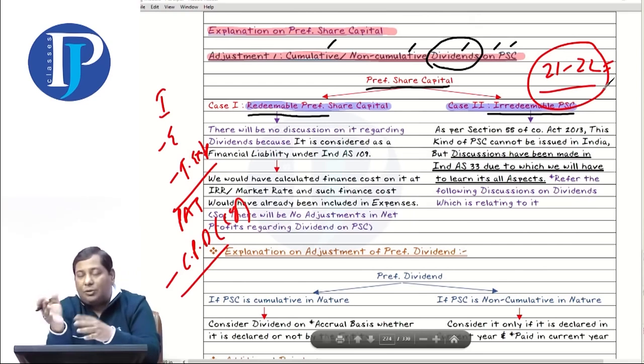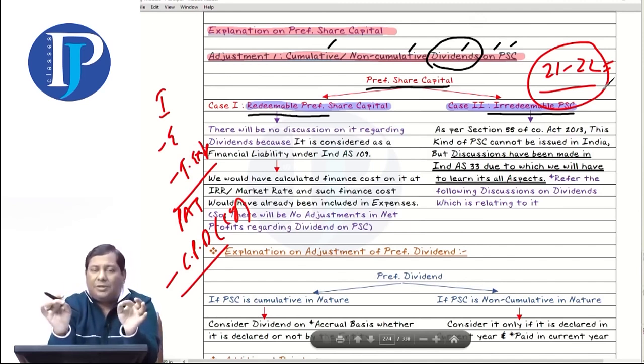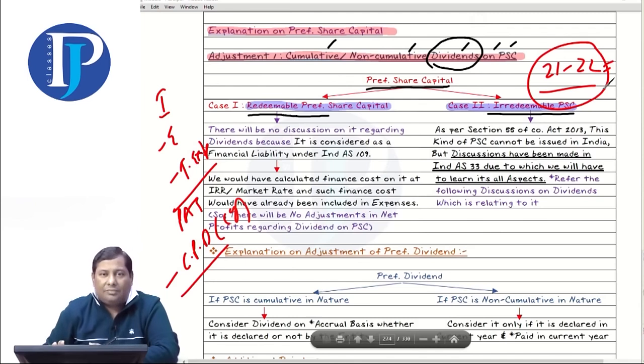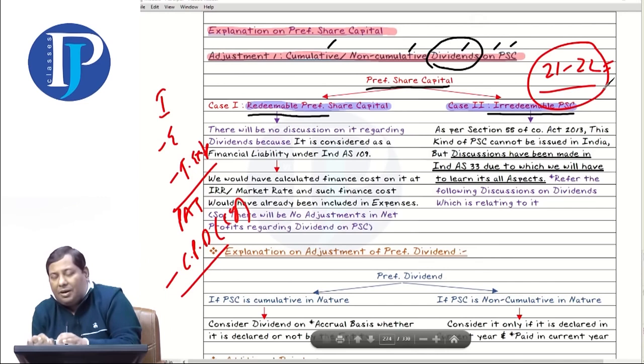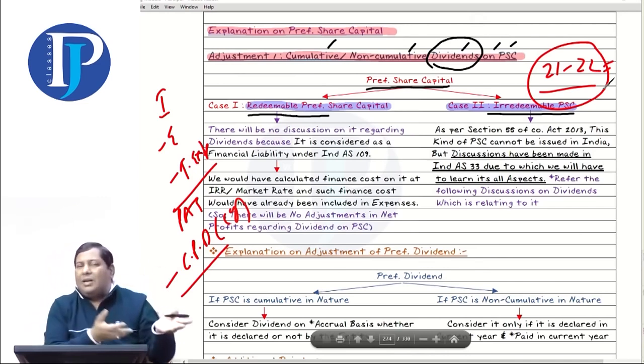It finalizes in the AGM and then payment is made within 30 days. Therefore, the dividend for non-cumulative preference share capital should be taken on a cash basis. If you have paid anything in the current year, you should deduct it. The payment I am making in the current year is for the previous year, and it doesn't matter what proposal we made last year.